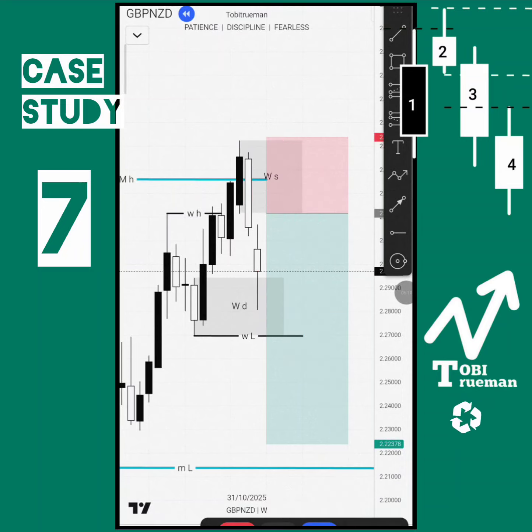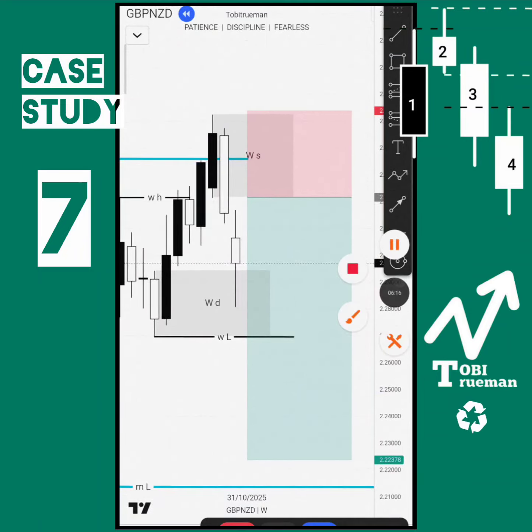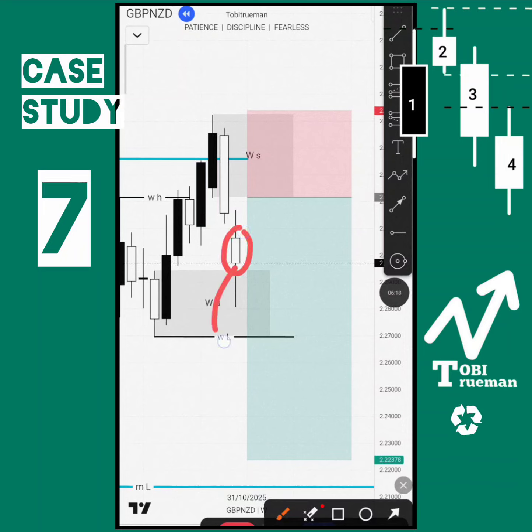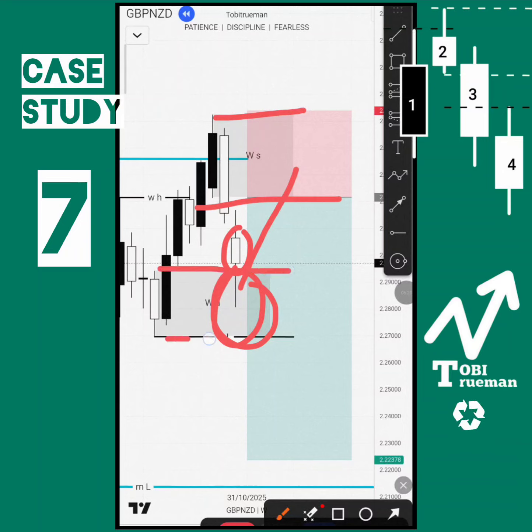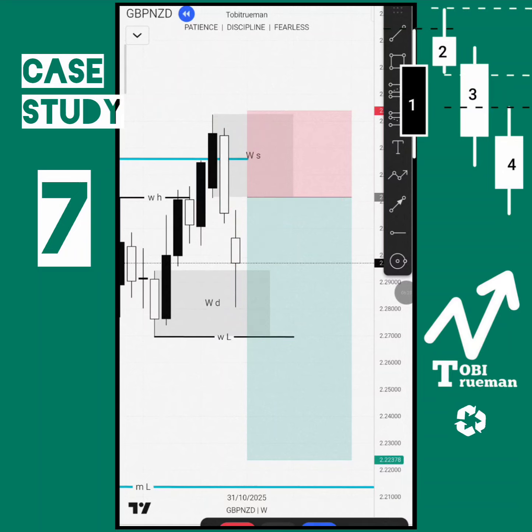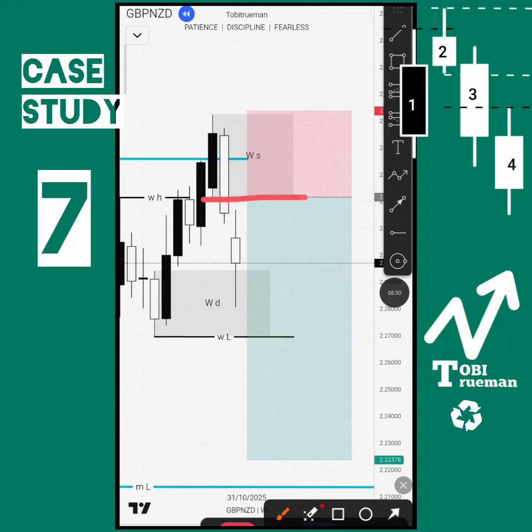This would have been a very massive trade, but with this candlestick tapping into this demand zone already, we are not going to be taking this supply zone anymore, because there's a possibility that this demand zone will invalidate our supply zone. Now let's see what played out.